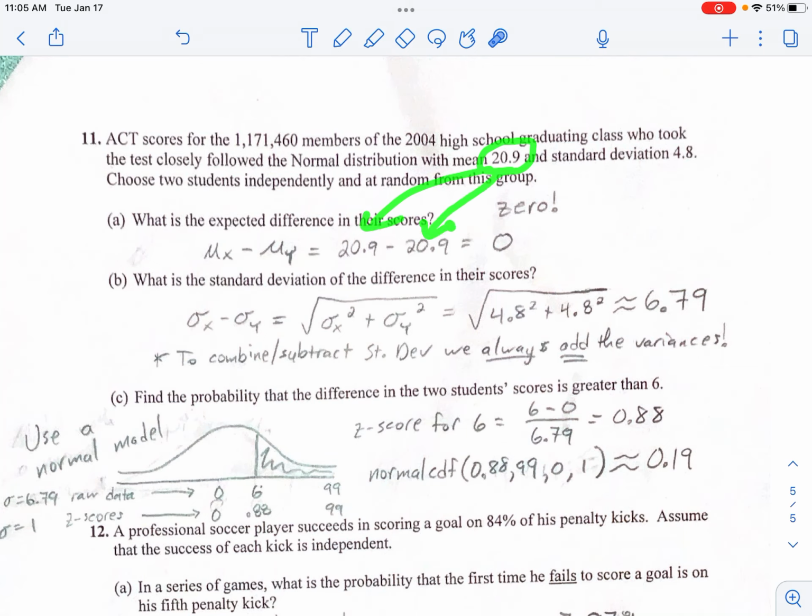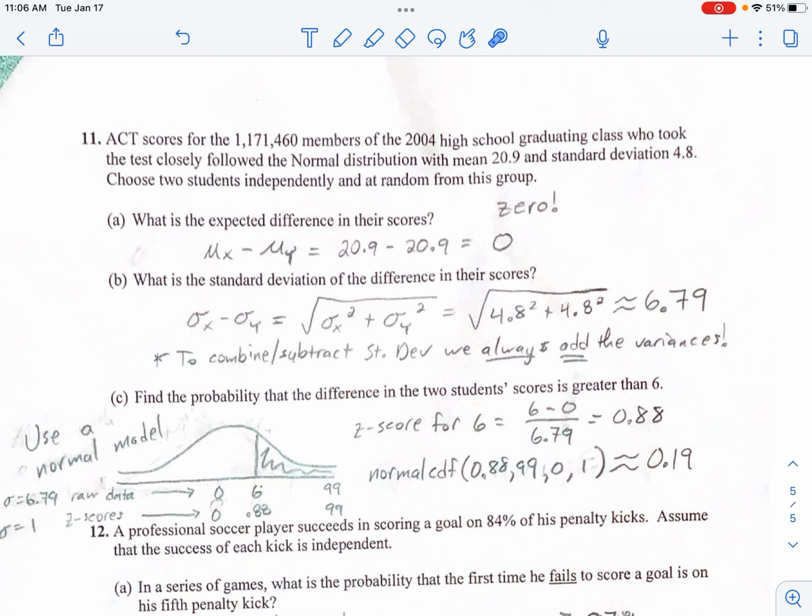So on average, they would have the same scores, so what would their difference be? 0, okay? Seems a little bit strange, okay? If you pick two random kids, you would expect them to score the same amounts. Now, what's the standard deviation of the differences?